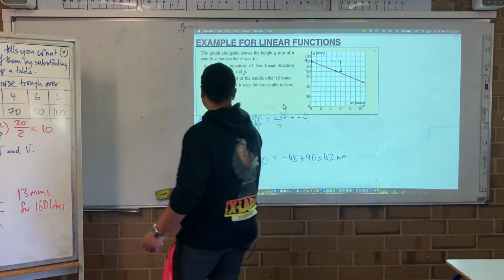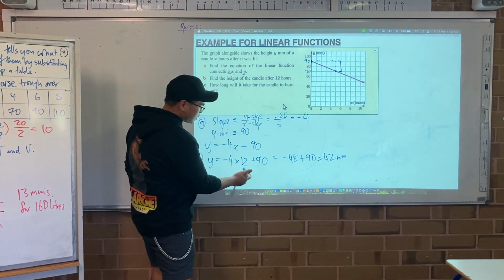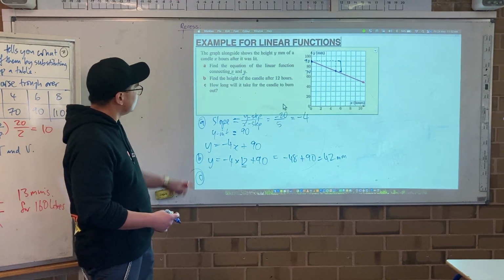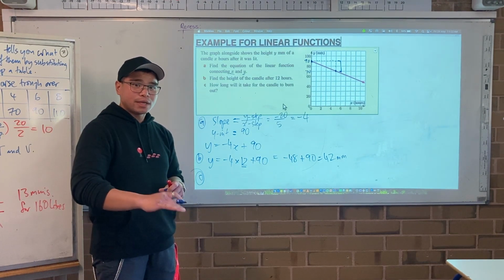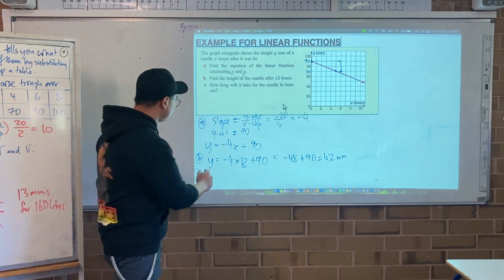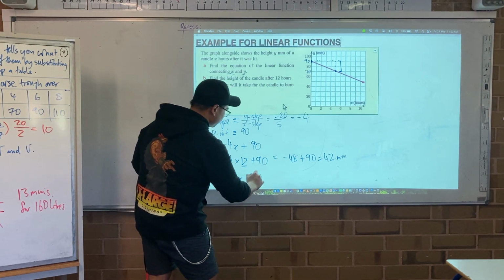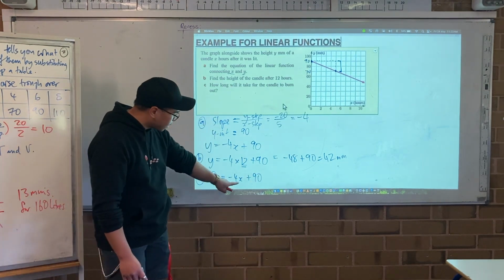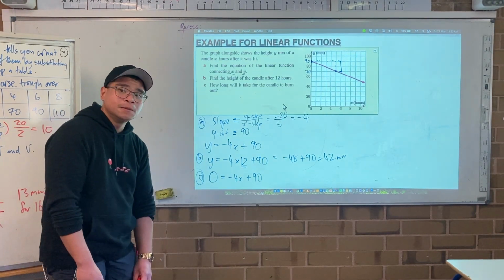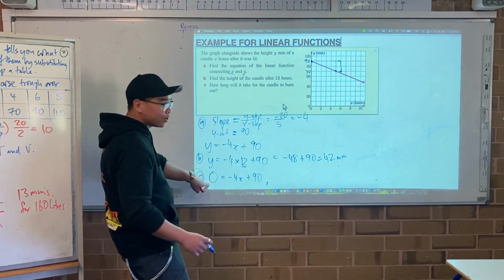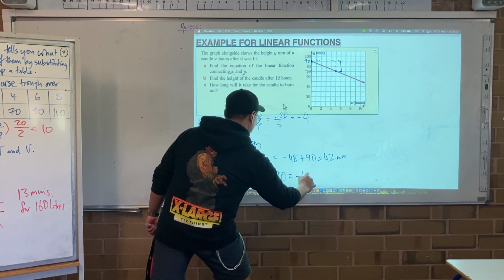42 millimeters. C. How long will it take for the candle to burn out? This time it's asking for what x is. How tall will a candle that's been burned out be? All the way down. How many mils? 0 mils. So you're going to go y is equal to 0 is equal to negative 4x plus 90. I want to get x by itself. So I need to get rid of positive 90. What's the opposite of adding 90? Subtracting. Subtract 90. So 0 subtract 90 is going to be negative 90 is equal to negative 4x.